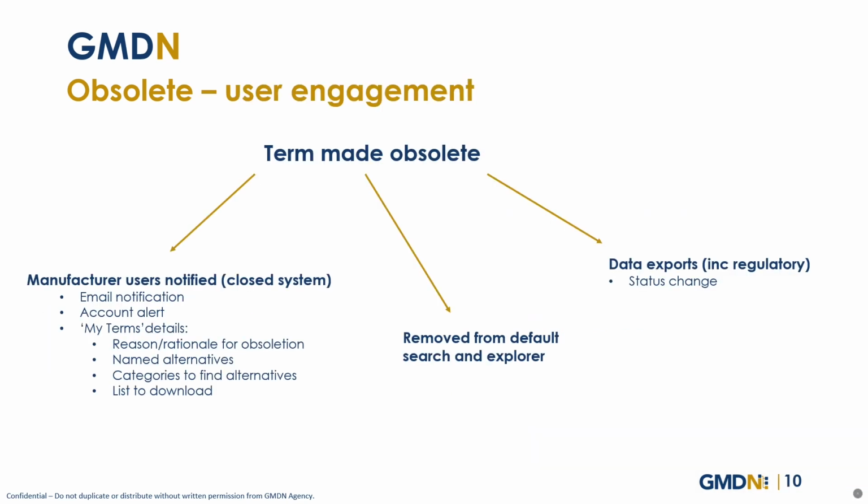When terms are made obsolete, there are processes in place to inform users and to reduce the disruption. Manufacturer users of the term are notified by email and in their website account, where there are details for the reason and rationale for the obsolescence, suggested alternatives, categories to find those alternatives, and that's all in a list to download. Also, the terms are removed from the search and the explorer, and the data export files for full data sets and deltas will have details of the status change.